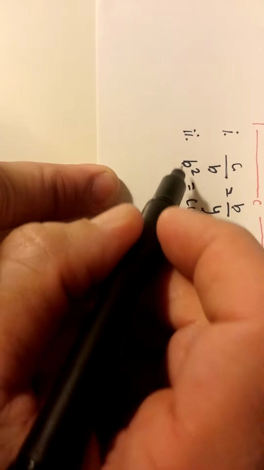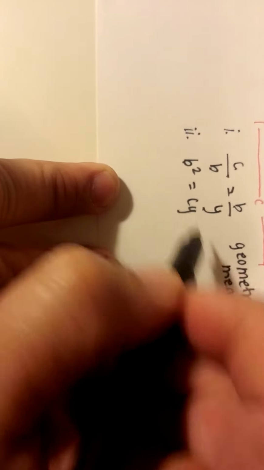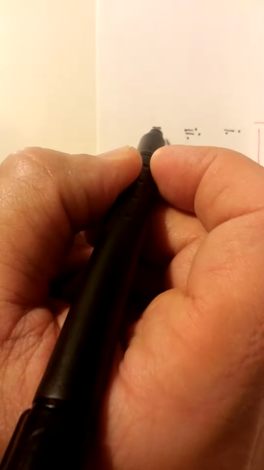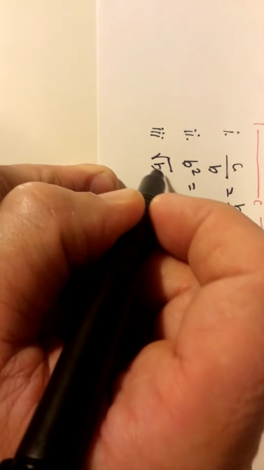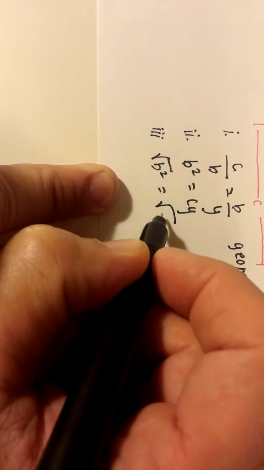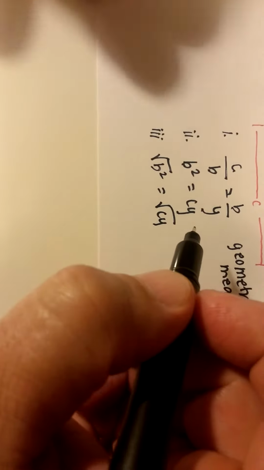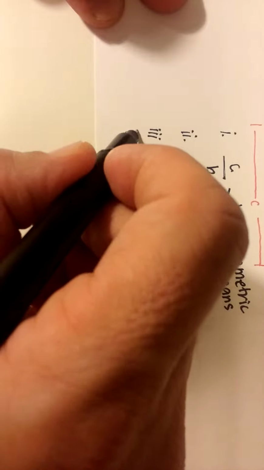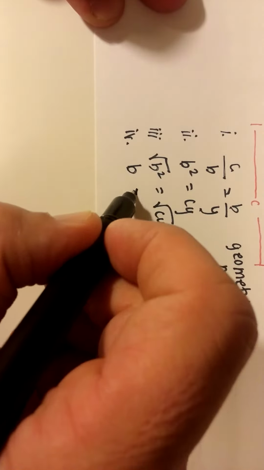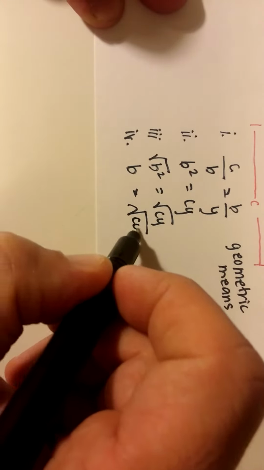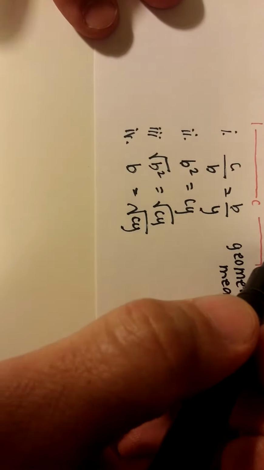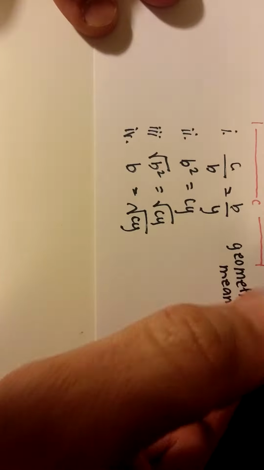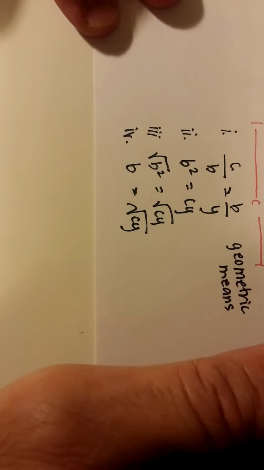Now remember what you do with that. You have to take the square root of both sides for the geometric means, so we can do that as well. And we'll get the square root of b squared is equal to the square root of cy, and the final answer would be b is equal to the square root of cy. If we happen to know what some of those lengths were, we would be able to figure out what the length of b is, okay?